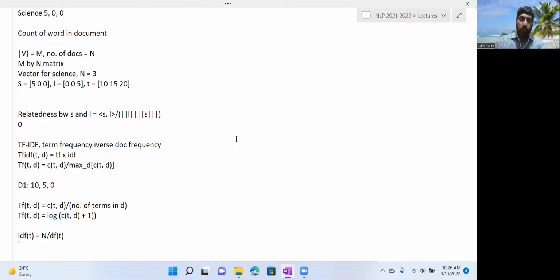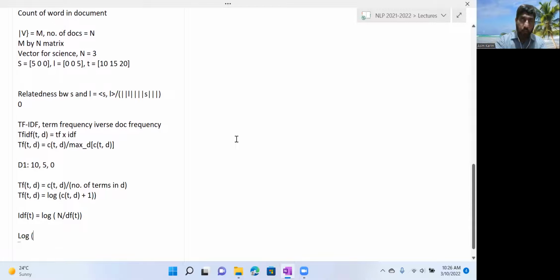Of course, we invert it, so that's frequency, and that's why this is called inverse. In practice, this is most commonly done with a log over it, we take the log again to squash it. So this is the inverse document frequency. So if a word occurs in all the documents, what happens? We have log of n divided by n, which is log 1, which is of course 0. So it reduces the impact of words that occur frequently in all the documents.